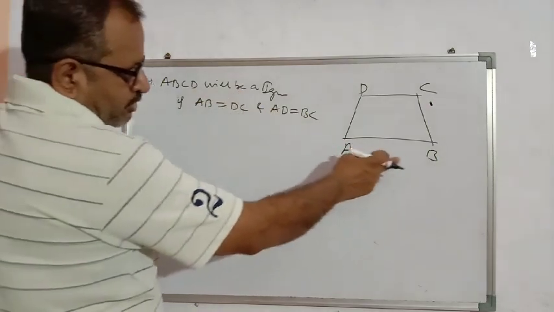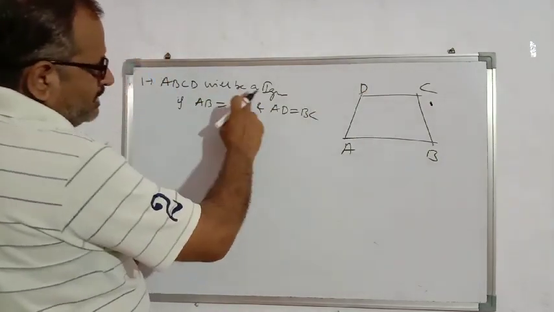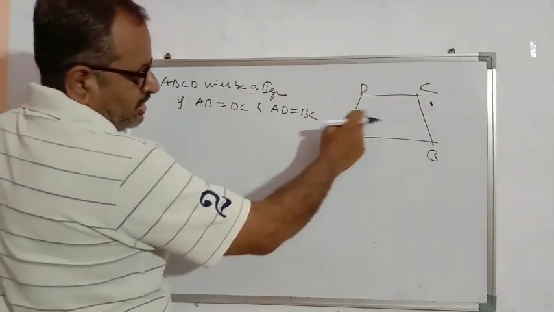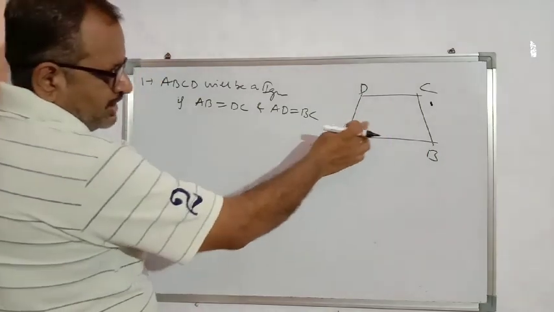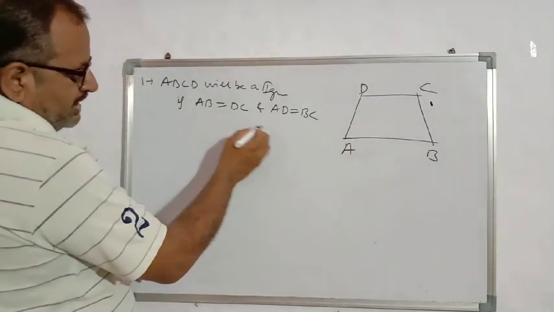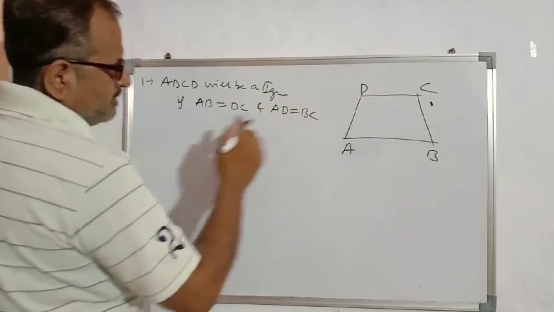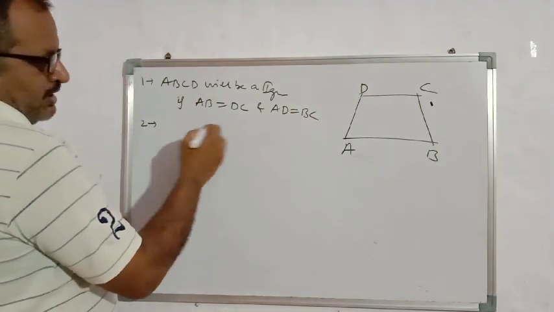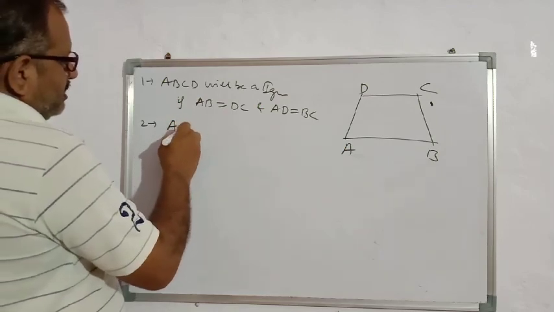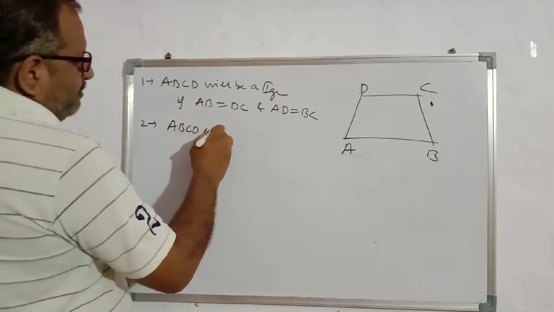ABCD will be a parallelogram if opposite sides are equal. So to check a parallelogram, we will prove the opposite sides equal, meaning AB is equal to DC and AD is equal to BC. ABCD will be a rectangle.